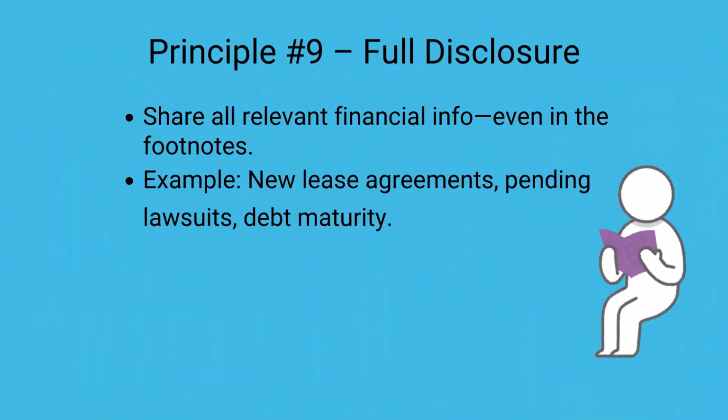Principle number 9, full disclosure. Tell the whole story. The full disclosure principle requires companies to include all relevant information in their financial statements, especially anything that could influence decisions made by investors, lenders, or other stakeholders. This isn't just about the numbers. It's about providing context, clarity, and transparency.